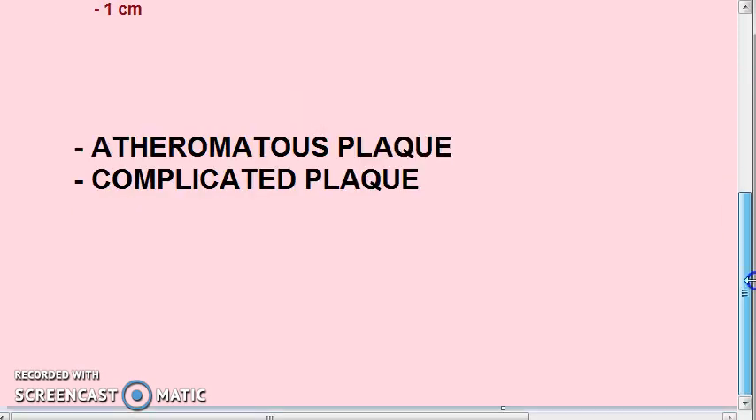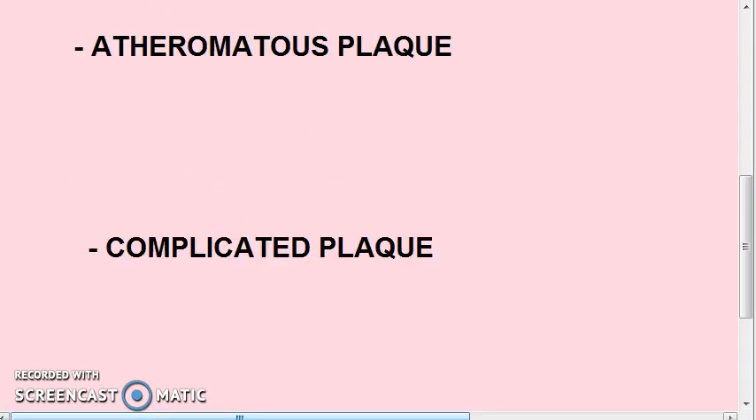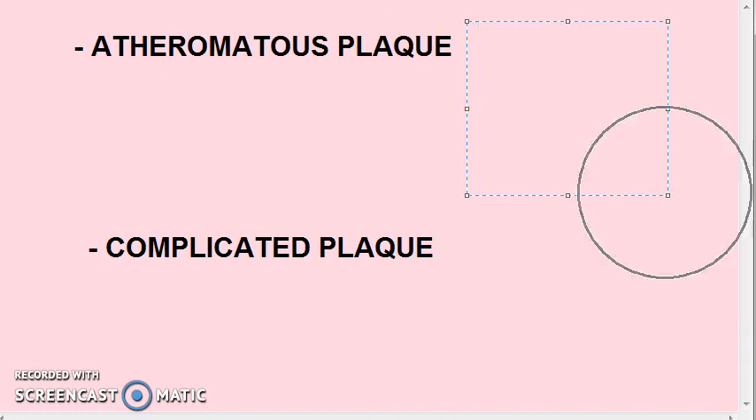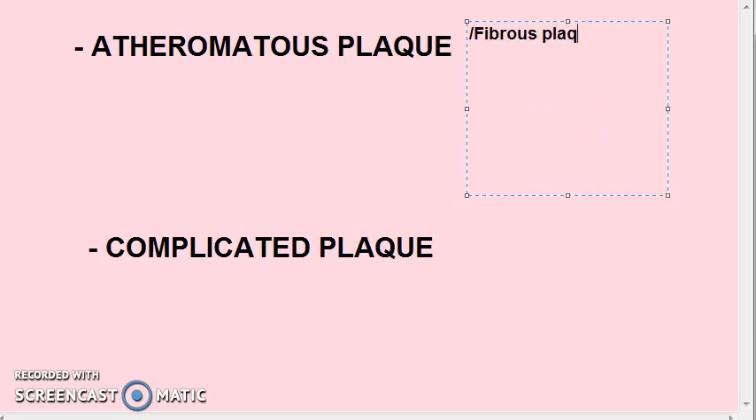Moving on to atheromatous plaque, which is important for you. For this, you will have to look at diagrams and you have to draw them also. A fully developed atherosclerotic lesion is called atheromatous plaque. Also, it is called fibrous plaque. This is the completely developed atherosclerotic lesion.